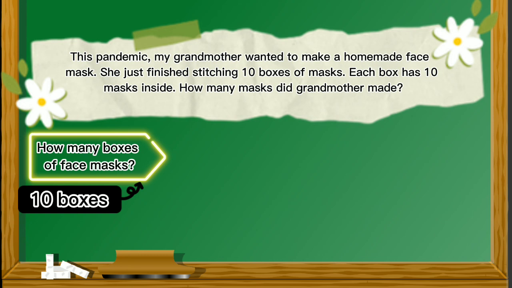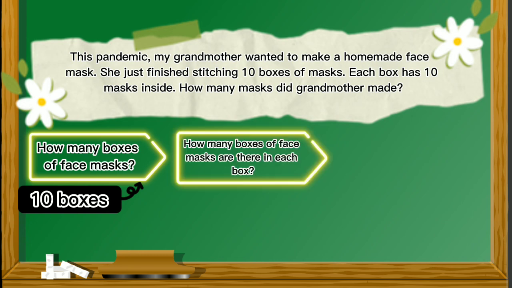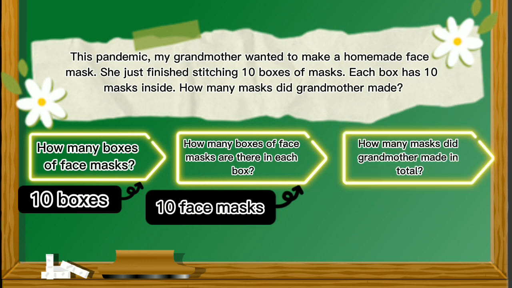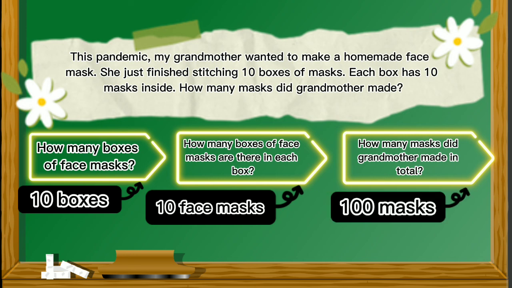Very good. Number 2, how many masks are there in each box? Try to analyze the situation. If your answer is 10, then you're right again. Very good. Number 3, how many masks did grandmother make in total? 10 times 10 is equal to, yes, 100.